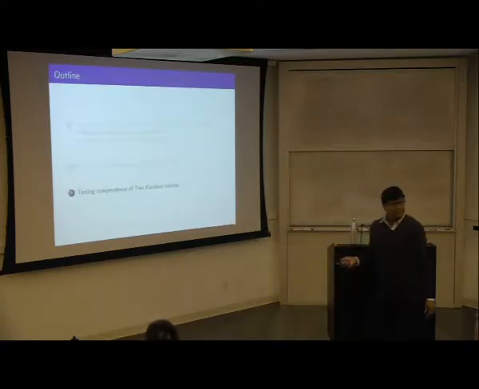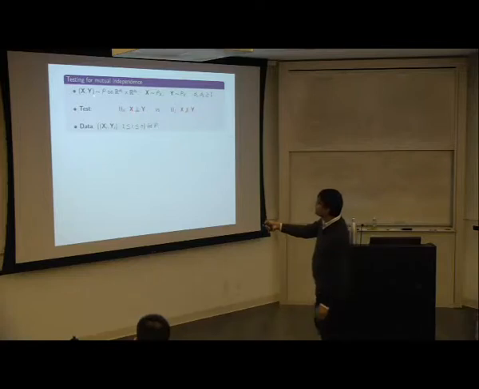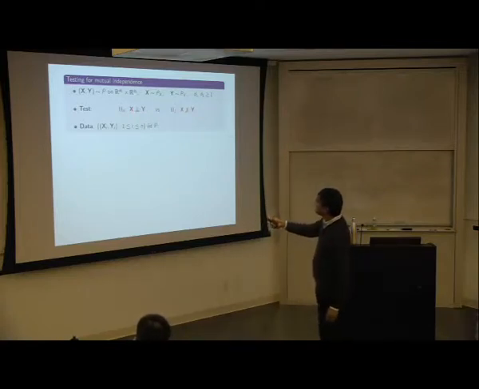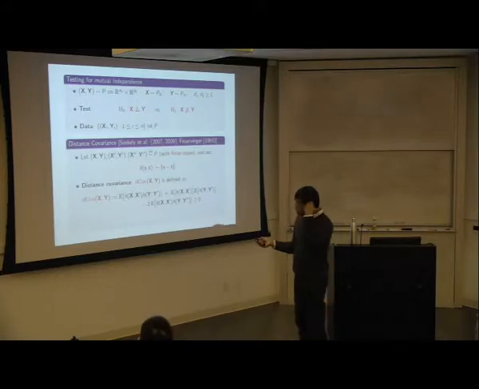So now let me quickly talk about the independence testing problem. This is the problem. I have x, y jointly distributed. X is d1 dimensional, y is d2 dimensional. I want to test if x is independent of y. I have IID data. Again, the procedure is the same.